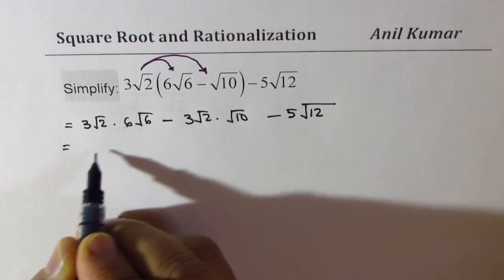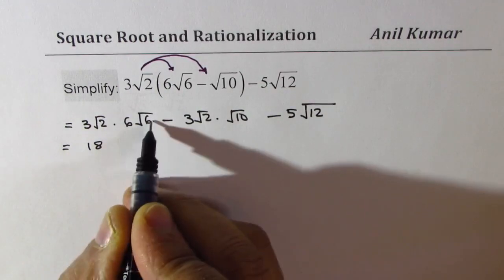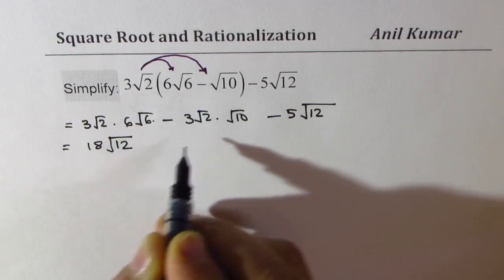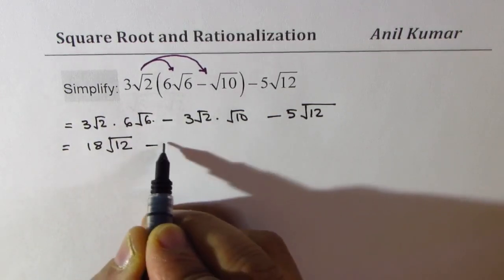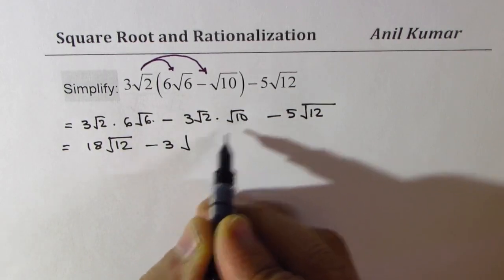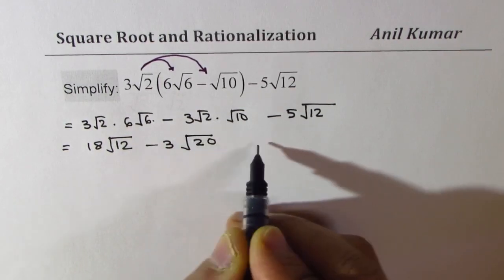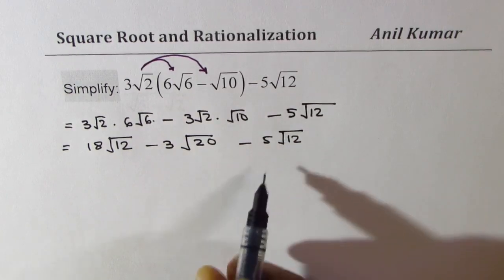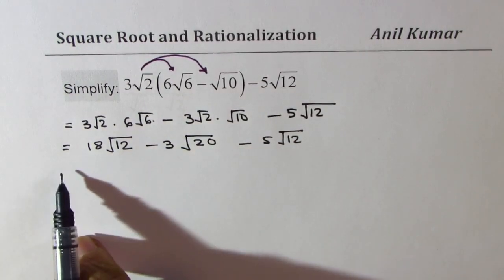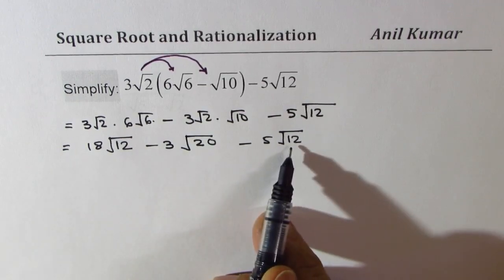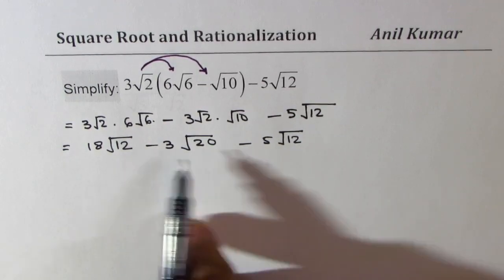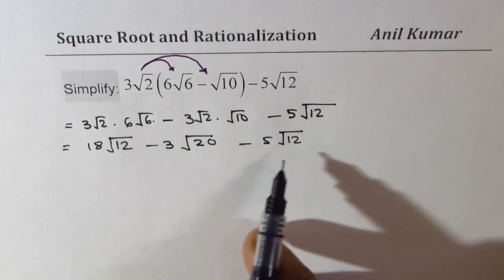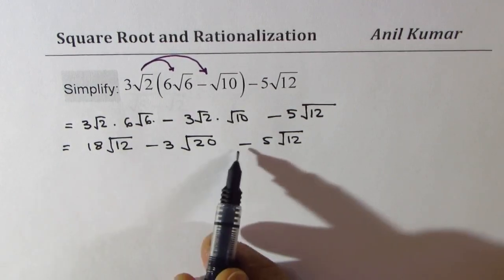So 3 times 6 is 18, and within square root we have 2 times 6 as 12. Now in this case we have minus 3, and within square root 2 times 10 is 20. And finally we have 5 times square root of 12. Well, I could combine these two terms. I could do that and then simplify for 12, since we have a common term, which is square root of 12, right? So we could do that. So we could do 18 minus 5.